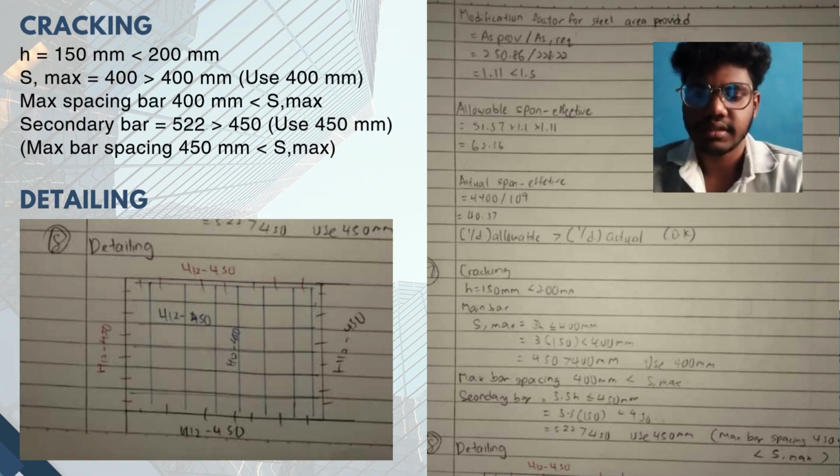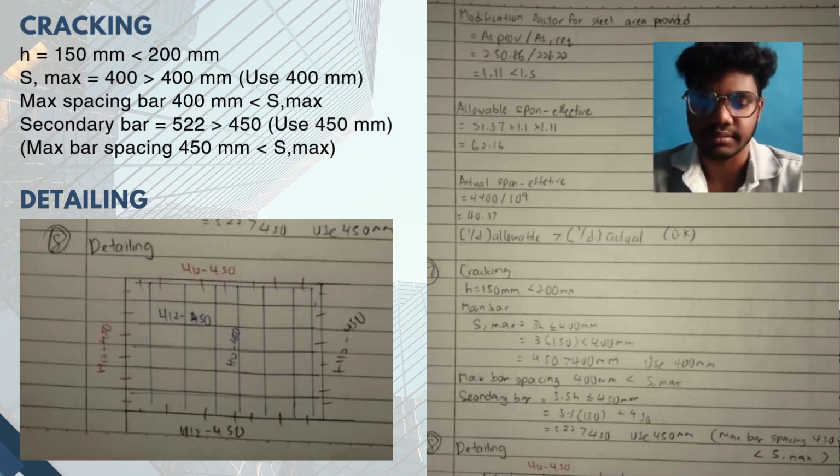So for cracking, our H value is 150 mm, which is less than 200 mm. So main bar is 3H, less or bigger than 400 mm. And after calculation, our S max is equals to 400 only, which is the maximum value. For max bar spacing, 400 mm less than S max, which is our secondary bar, which is 3.5H, okay, same as 450 mm, which is finally our answer is 450, the maximum spacing bar. So it's okay to be used.